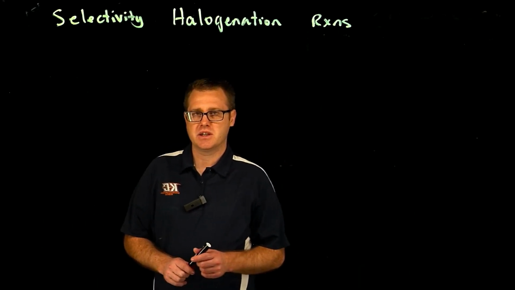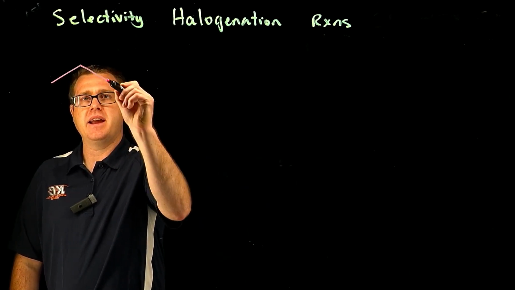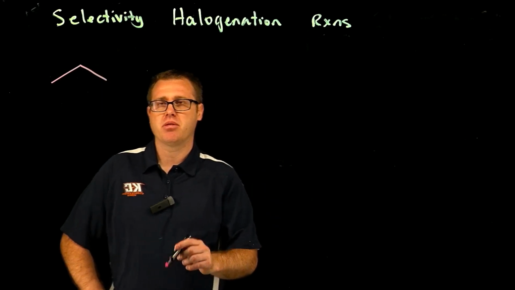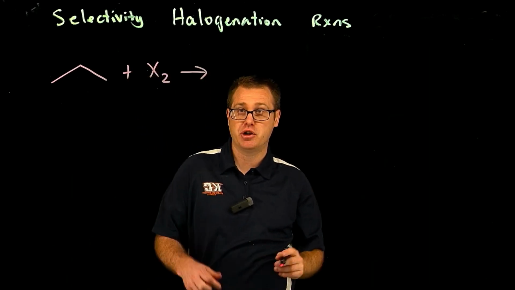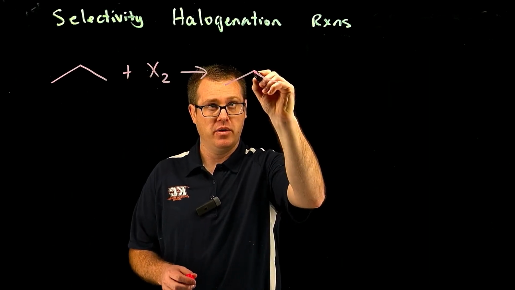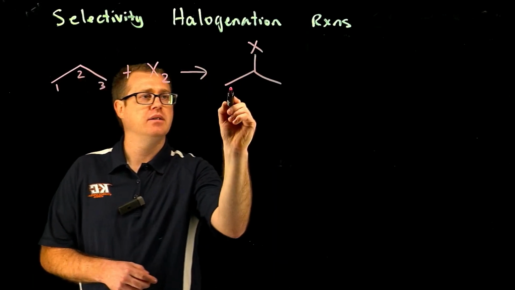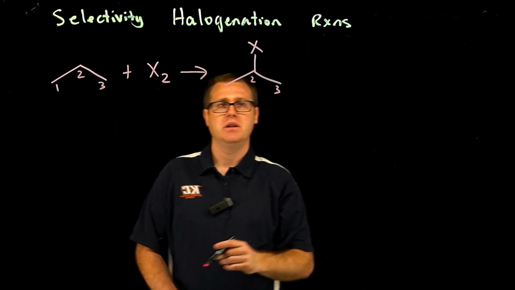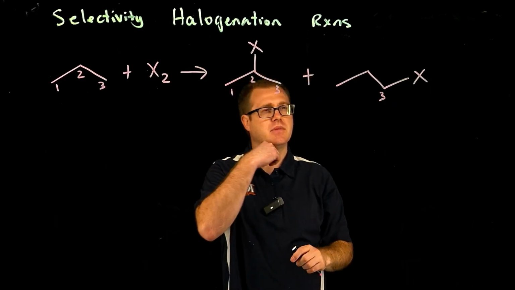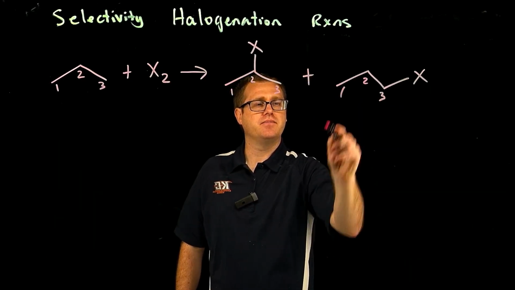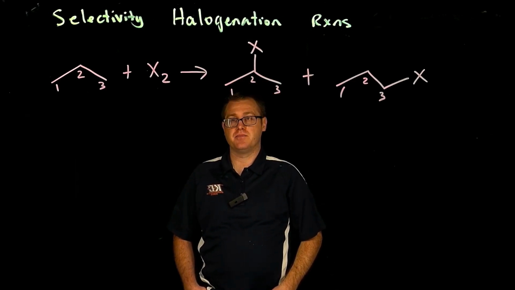Now let's shift our focus to the selectivity of halogenation. So for example, let's take propane now. If we take propane and do a halogenation reaction, we can have two possible products. We could put the halogen on that carbon. So if we label them 1, 2, and 3, we could have also attached to carbon 3 or carbon 1. Same difference, right? So those are the two possible products there.